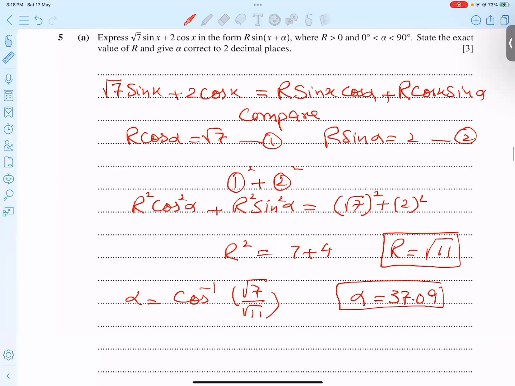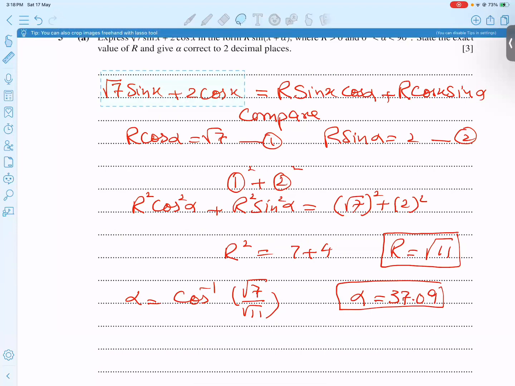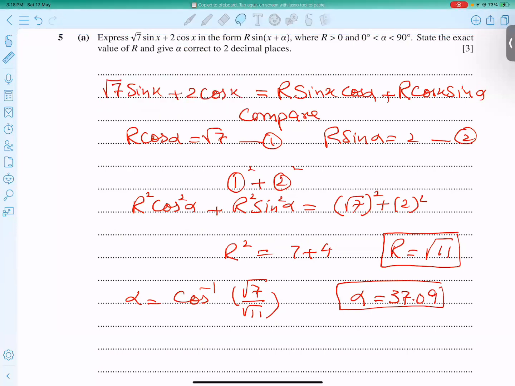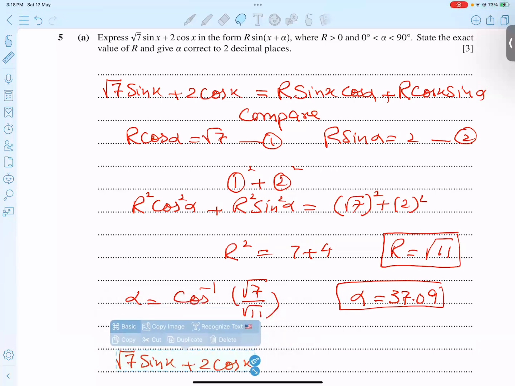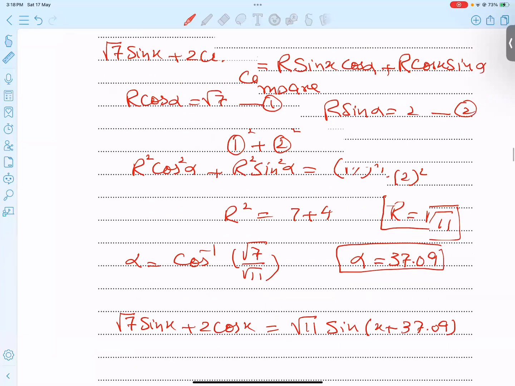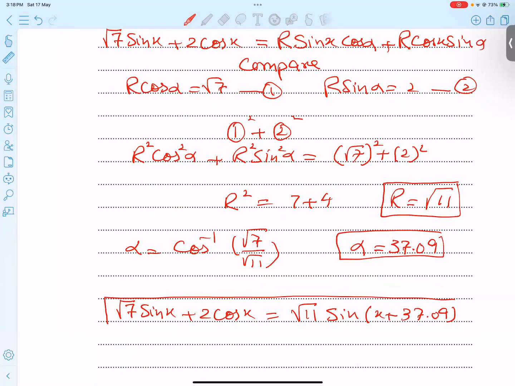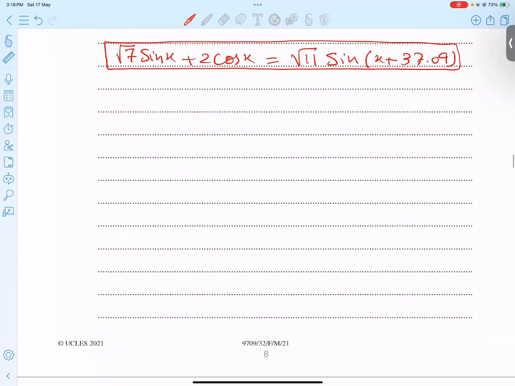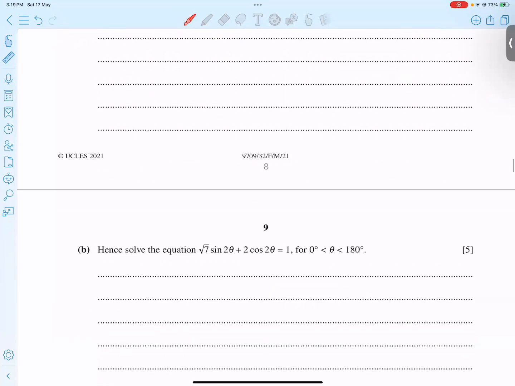Don't leave it here, students. Plug it back into the equation, so I can say this whole thing is basically equal to R, which is root 11, and sine of x plus alpha value. And I hope the concept is very, very clear. We have done the R form, and this is clear. Last part.